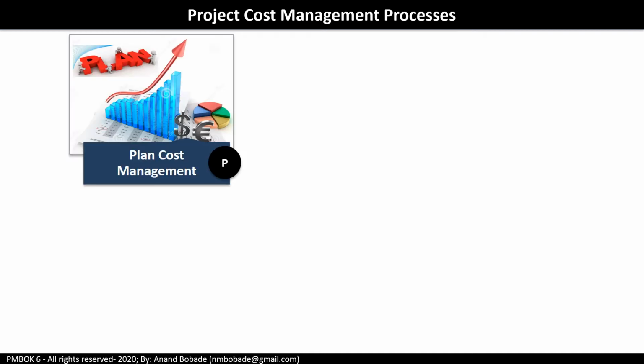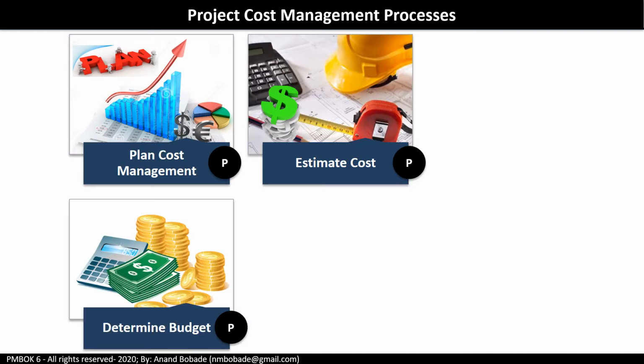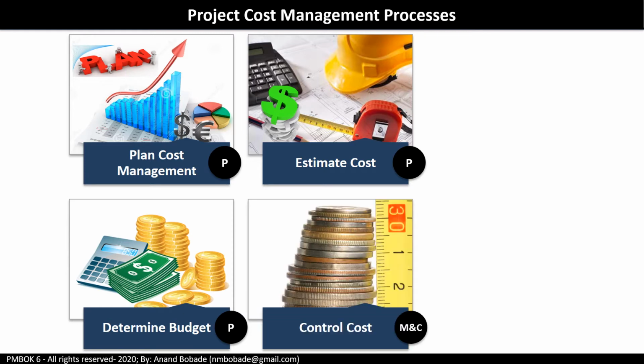We have 4 processes in project cost management knowledge area. First 3 processes are under planning process group, that is plan cost management, estimate cost, determine budget, and last process is control cost, which is in monitoring and controlling process group. Of course, the focus of this session is on plan cost management.